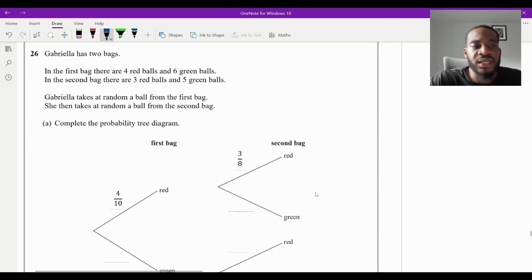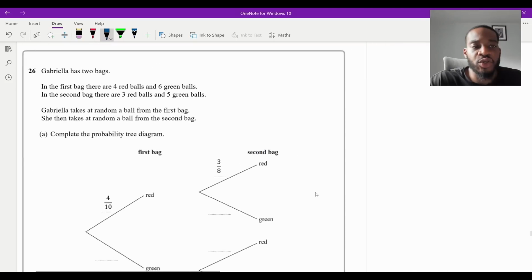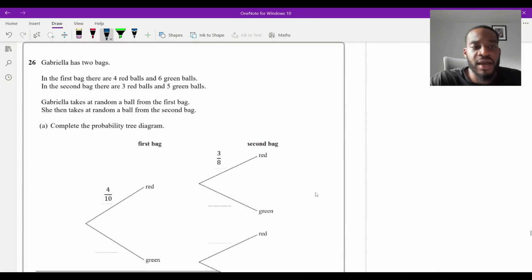So it says Gabriella has 2 bags, right? In the first bag, there are 4 red balls and 6 green balls. In the second bag, there are 3 red balls and 5 green balls. Gabriella takes at random a ball from the first bag. She then takes at random a ball from the second bag. Complete the probability tree diagram.